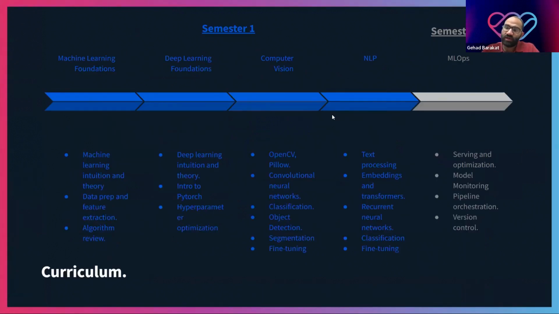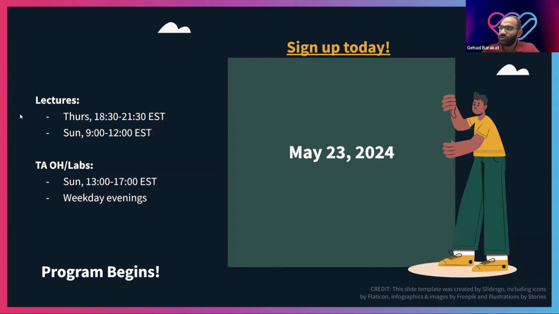Again, this is more detail about the curriculum: machine learning foundations, deep learning foundations, computer vision, NLP, and MLOps. And here is a sample of the topics that are already covered in our modules. The next cohort is going to start in less than 1 month from now, which is going to be May 23rd. Our lectures start around 6:30 in the evening on Thursday and 9 a.m. in the morning on Sunday. This is Eastern time, and we have office hours and labs, and this is going to happen on Sunday from 1 p.m. to 5 p.m., and the office hours happen on weekday evenings.